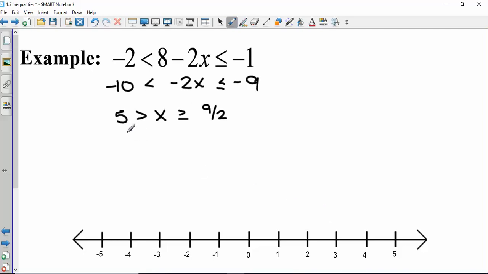So what this says, x is smaller than 5 but bigger than or equal to 4.5. Or if you need to, you can flip that around. That makes 9 halves less than or equal to x is less than 5. So it would be what in interval notation?